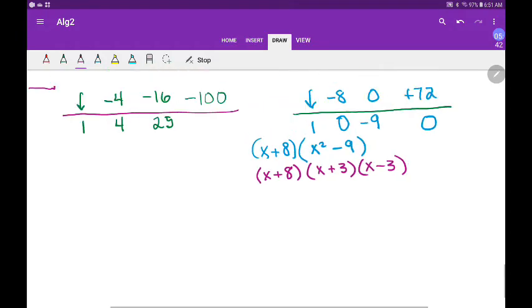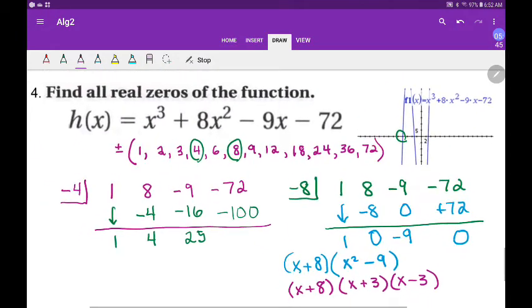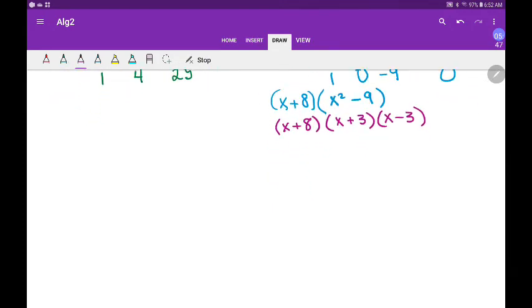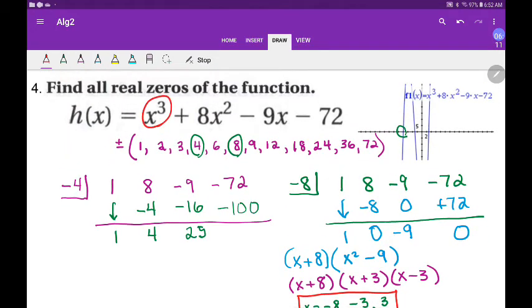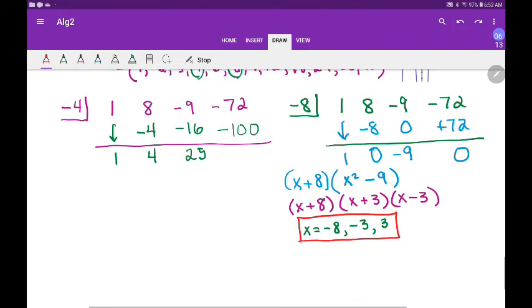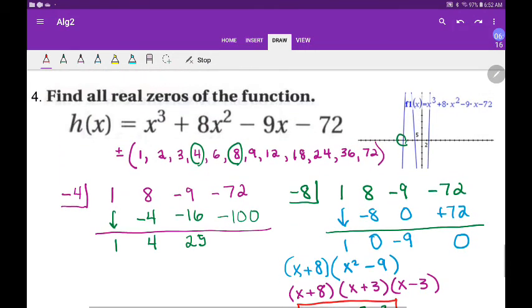Now they ask me for all the zeros. So what are the zeros? Well, the zeros are x is equal to negative 8 because it goes with positive 8. Negative 3 because it goes with positive 3. And positive 3 because it goes with negative 3. Okay, so those are my zeros. There's 3 zeros. And that's the most I could have because I have x to the third. But anyway, I got them all. They're all real zeros. None of them are imaginary.